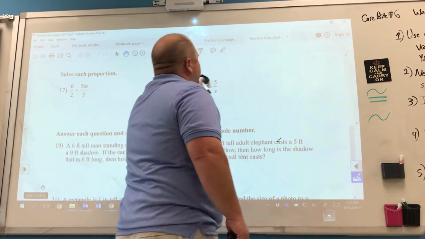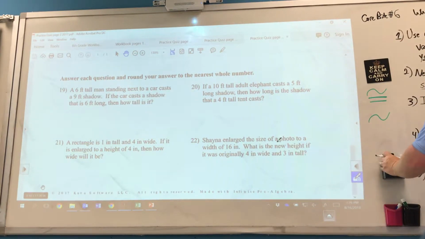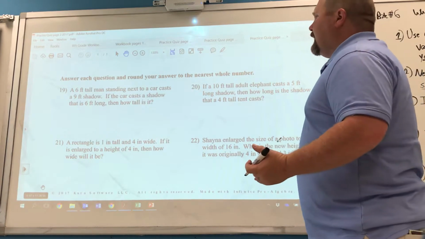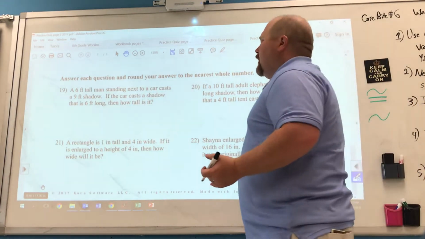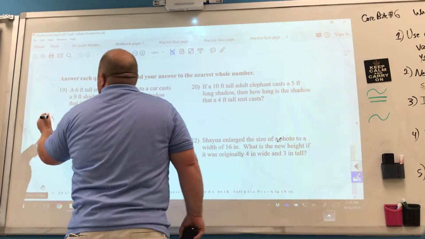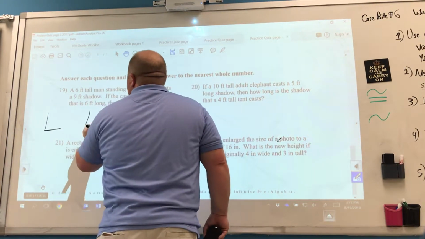All right, 19 through 22. They're the same as what we've been working on. They're similar figures with a missing side, except they don't give you a picture. They give you a word problem. So let's start off. Here's how I like to start these. I use an L shape to help me get started.